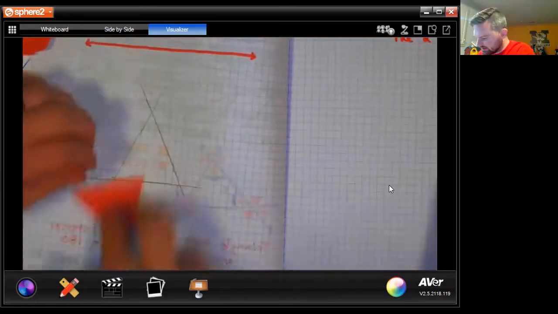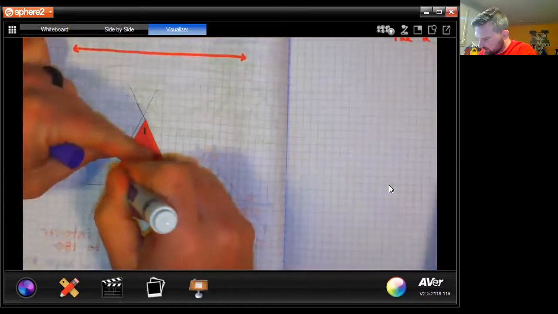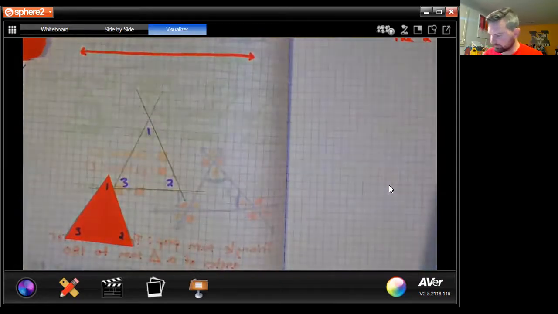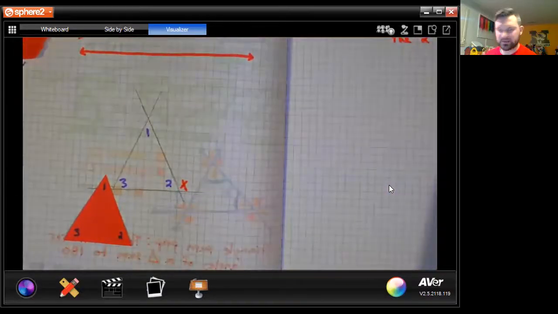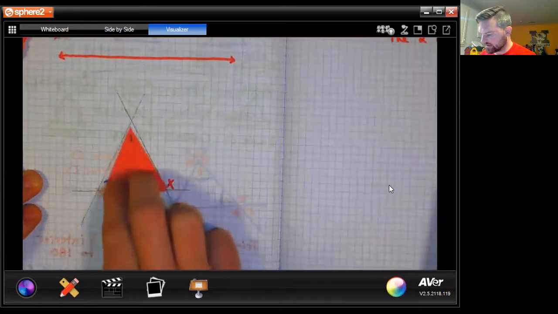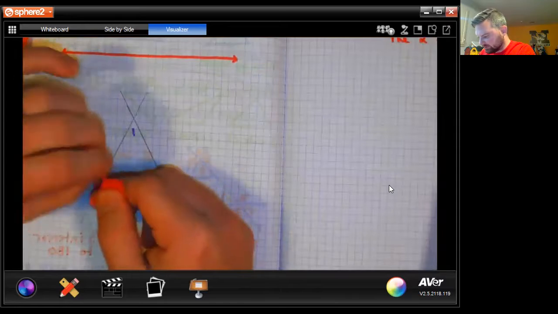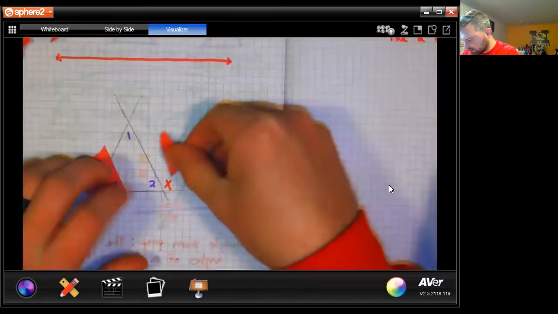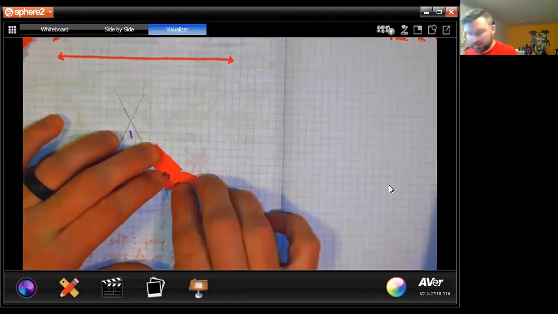So I'm going to take this, and I'm going to label it 1, 2, 3. Now the exterior angles would be like this one. I'll put an X right there. That's an exterior angle. So what this theorem says is that this angle would equal the opposite two interior angles. So if I take this triangle and cut the opposite angles off, I'm left with that angle. And then if I take this angle here and line it up with here, they equal.